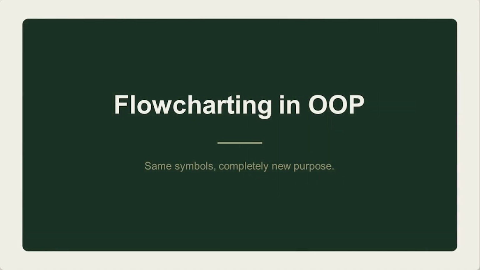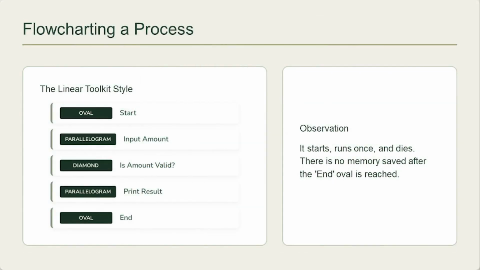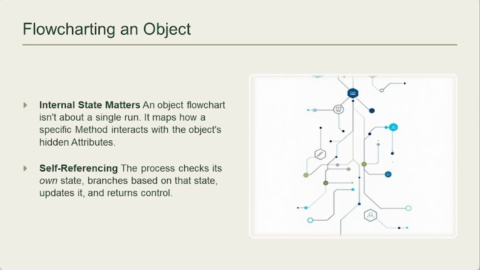Now let's understand flowcharting in object-oriented programming. The same symbols but a completely new purpose. So the linear toolkit style has an oval shape for start, parallelogram for input, diamond for validation, parallelogram for printing the result, and oval for ending. It starts, runs once and dies. There is no memory saved after the end oval is reached. Flowchart for an object, so internal state matters.